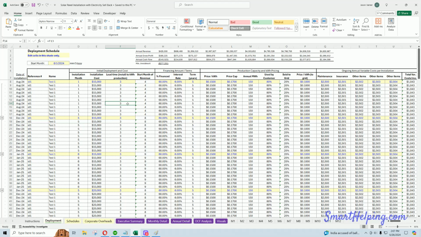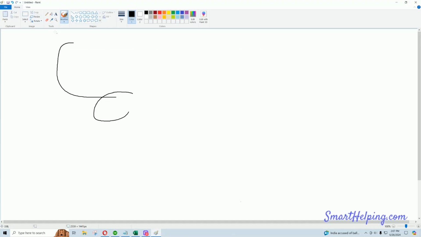Before I get into how it works, it's for solar panel installations of commercial or residential property, and there's a deployment schedule here up to 200 tranches. Let's talk about what's actually happening.